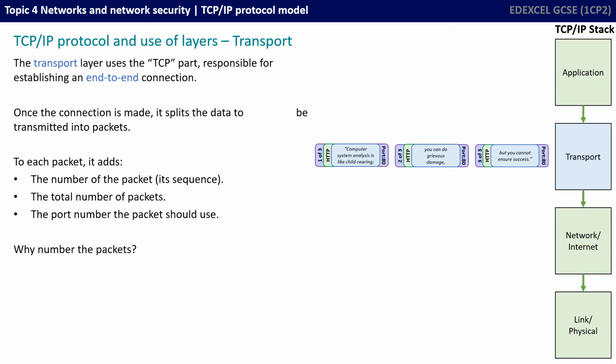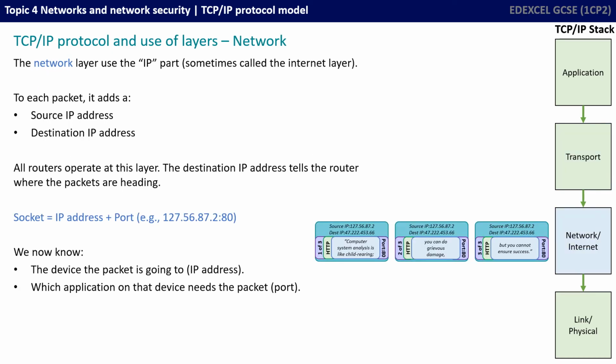So why do we need to number the packets? Well, this comes down to how data packets travel across the internet. There's a good chance that these packets may arrive at the destination computer out of order, and the sequencing numbers added by the transport layer allows the receiving computer to reassemble the packets in the correct sequence. Now we're done, we get passed down to the network layer.